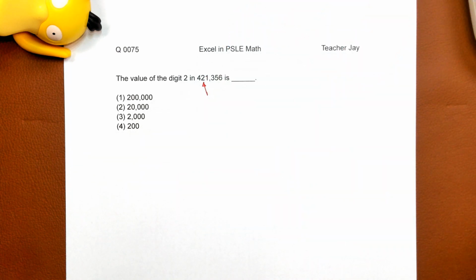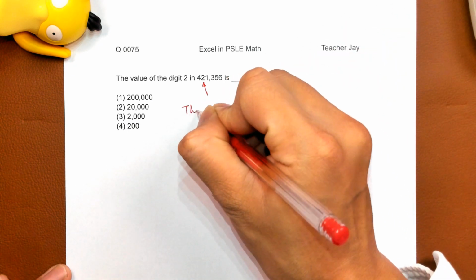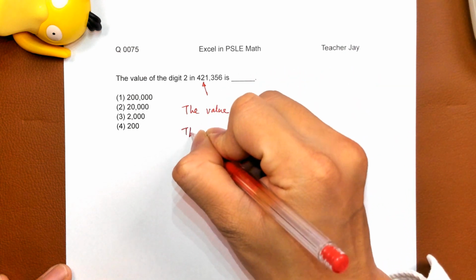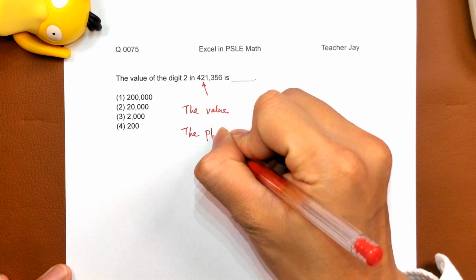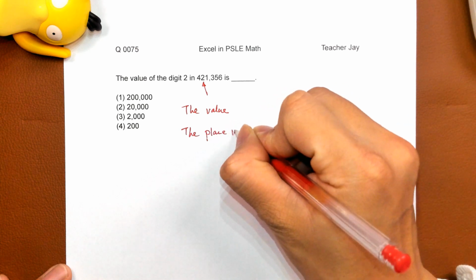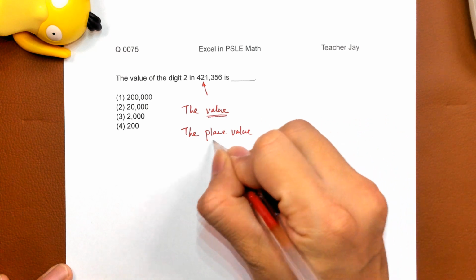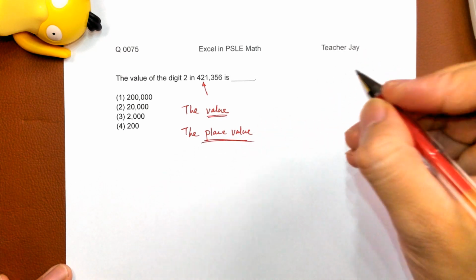Through this question, I'll let you guys know the difference between the value of the digit or the place value of the digit. 在这道题里面，我会让大家分清楚什么是 value，还有什么是叫做 place value。这两个东西是不一样的。The value of the digit or the place value of the digit.